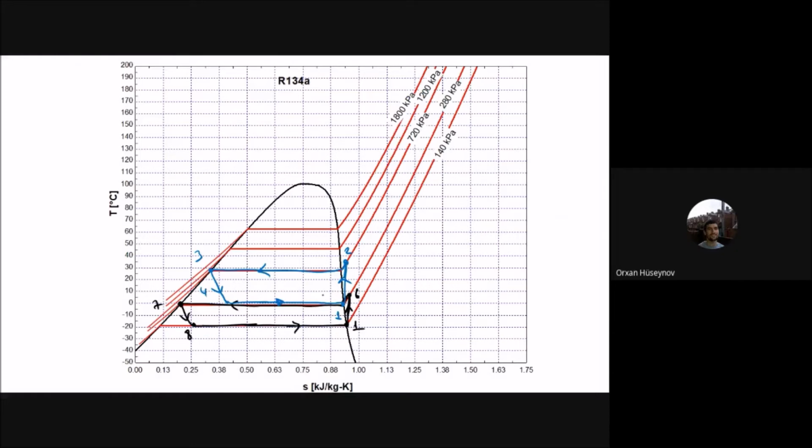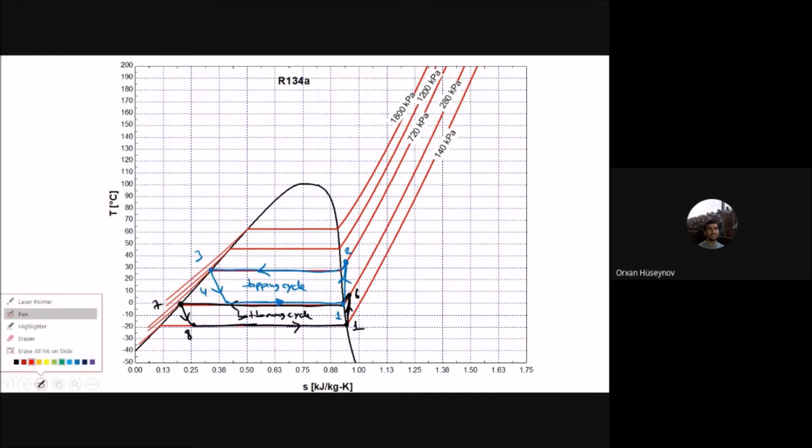This one is 4, and this one is back to 1. Okay. This is the topping cycle here, and this one is the bottoming cycle. Now, what is the advantage here?